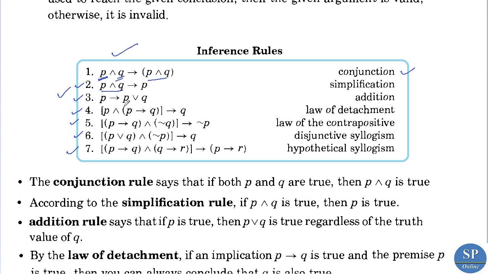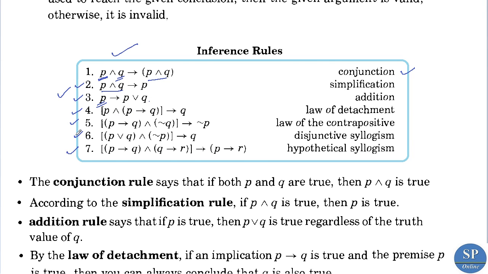Now, addition rule says that if P is true, then P disjunction Q is true regardless of the truth value of Q. Even if Q is false, if P is true, then P or Q, that is P disjunction Q, will be true. That is what the addition rule says. That is, if P is true then P disjunction Q is true regardless of the truth value of Q.